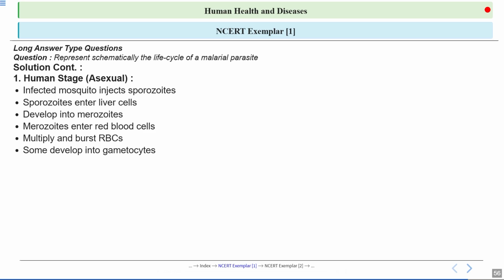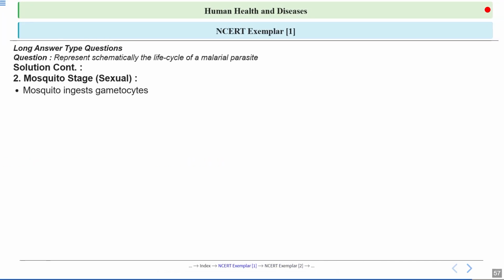Whenever these RBCs burst, gametocytes are released. So merozoites infect RBCs, and some of the merozoites transform into gametocytes within the RBCs. And when the RBCs burst, these gametocytes are released. Gametocytes, remember, are the sexual stage of this pathogen. So there will be a male gametocyte and a female gametocyte.